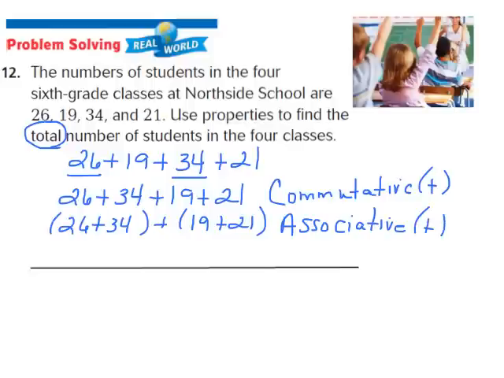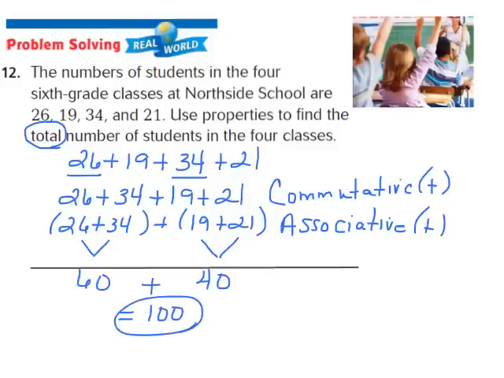Now, I'm going to continue solving this problem using mental math. I know that when I add 26 plus 34, that takes me to 60. And when I add 19 plus 21, that takes me to 40. So when I add 60 plus 40 together, that's going to give me an answer of 100. So I know that there are 100 students in the 4 classes, and I've used my properties to help me solve that problem.